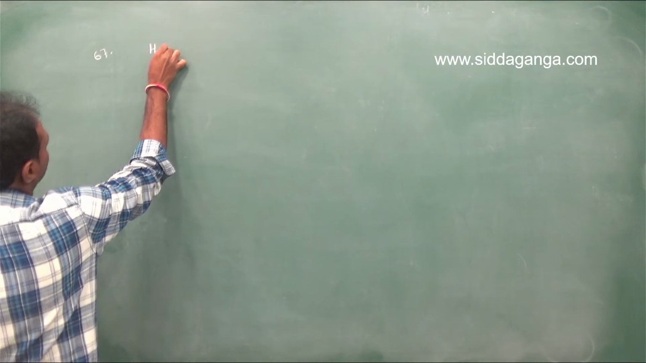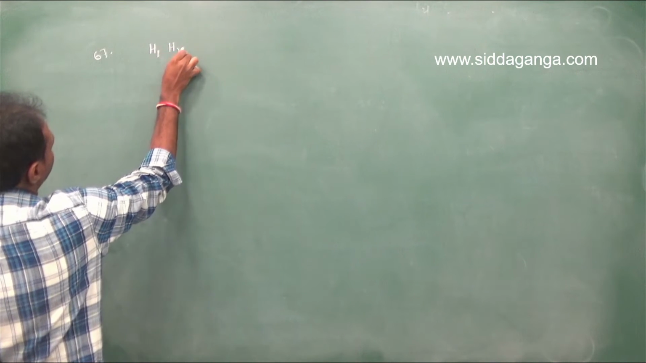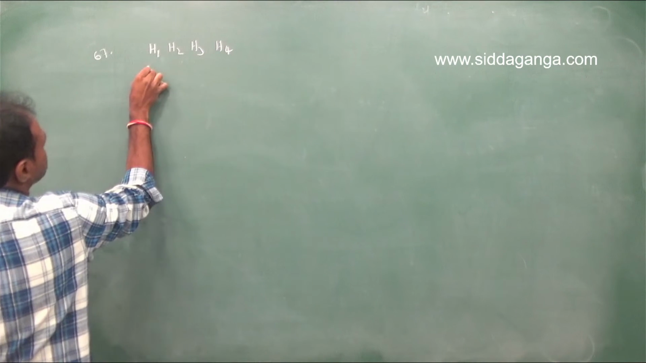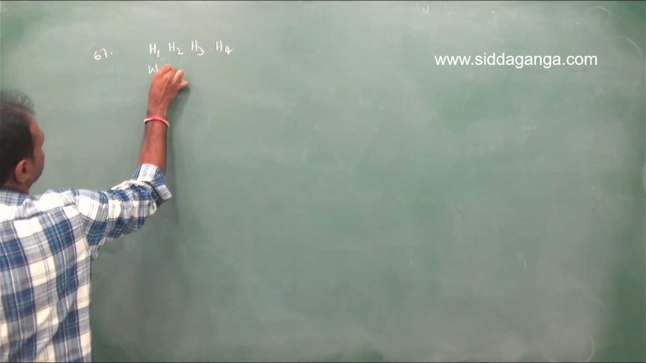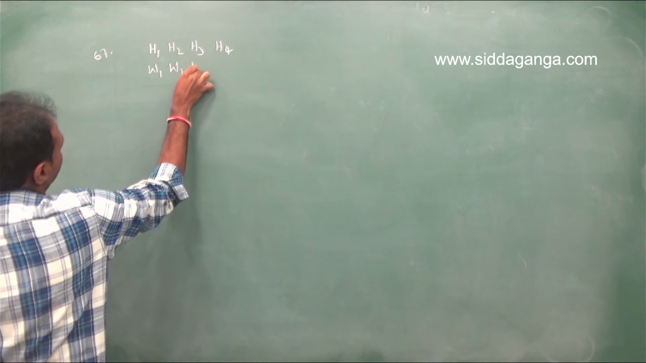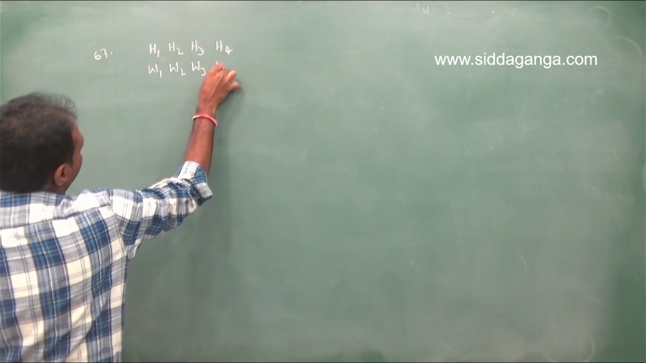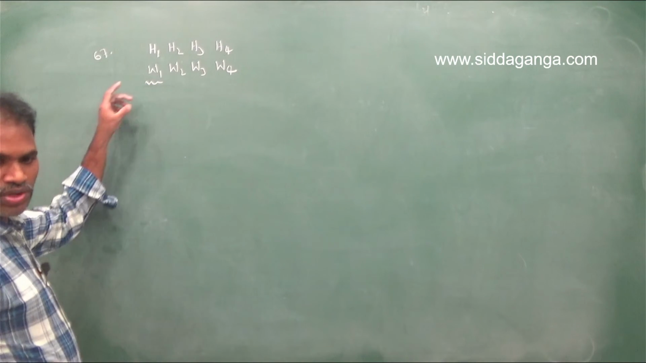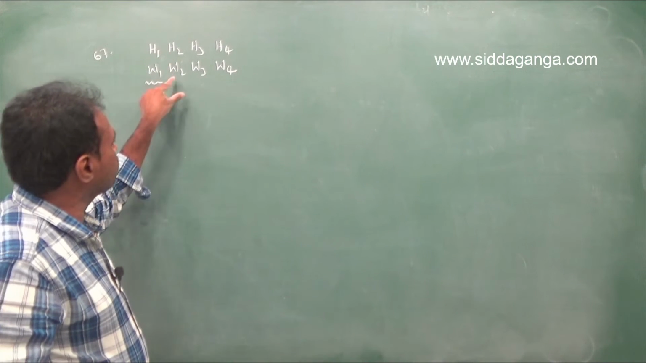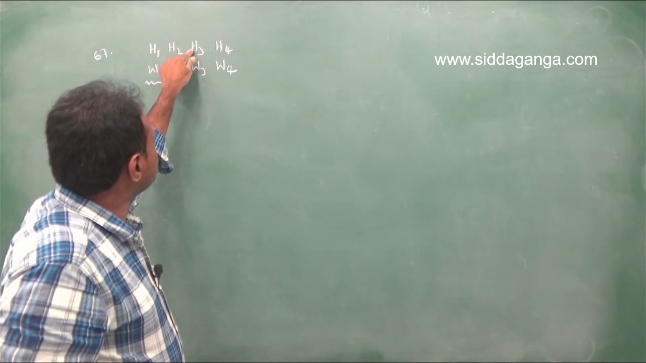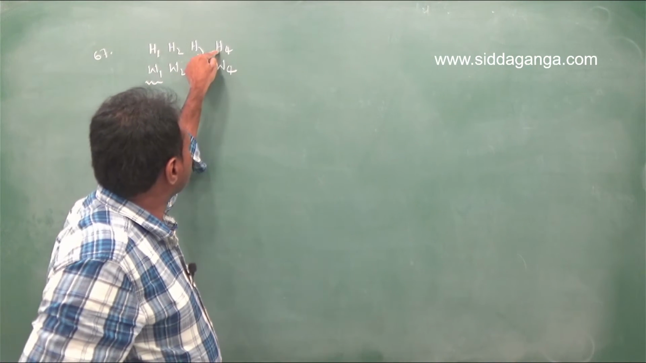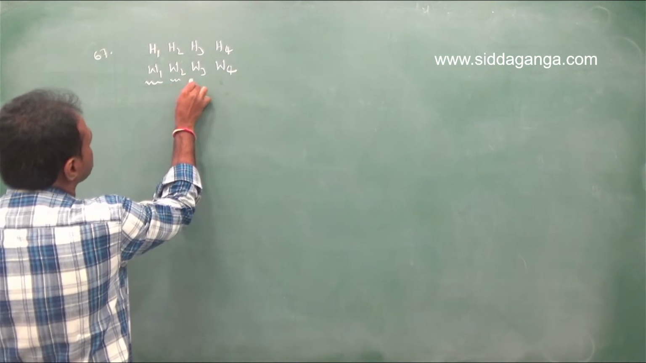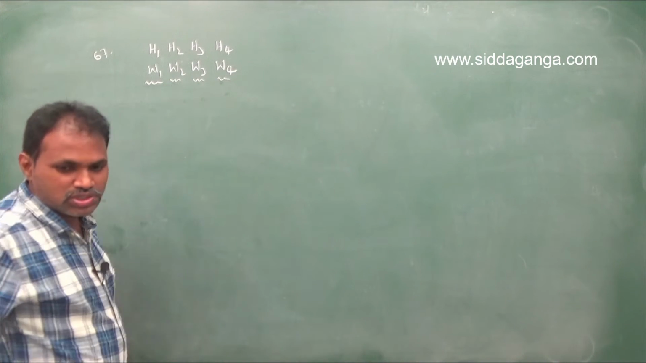Husband 1, husband 2, husband 3 and husband 4. Next, wife 1, wife 2, wife 3 and wife 4. Husband 1 and wife 1 are one couple, husband 2 and wife 2 are one couple, husband 3 and wife 3 are one couple, and husband 4 and wife 4 are one couple. Total 4 couples are there.